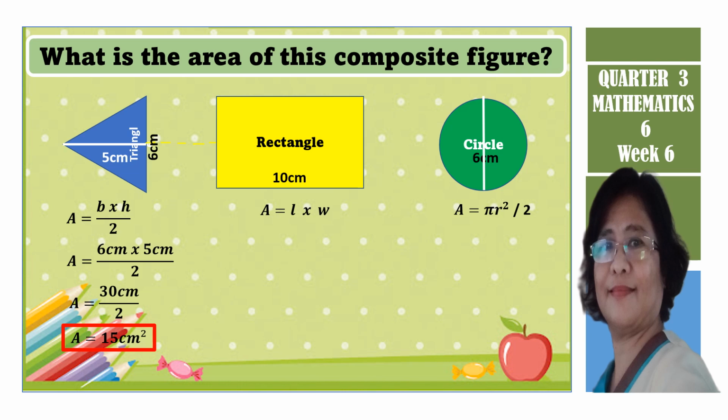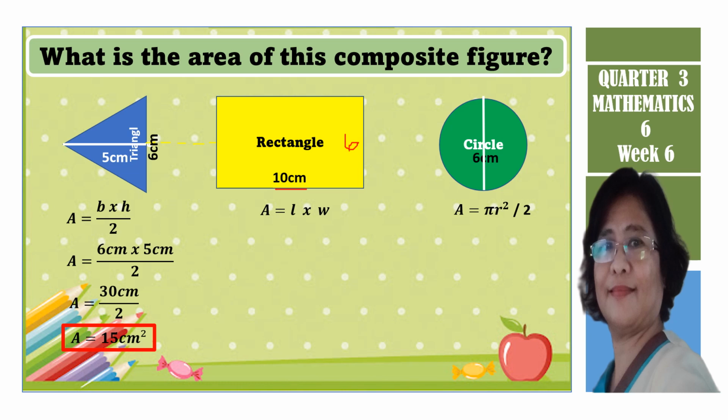Now, let us go to the area of the rectangle. The formula used in finding the area of the rectangle is area is equals to length times the width. Look at the figure. The length is equals to 10 cm. But our problem here, we cannot see the width. Since the triangle is attached here together with the circle, and we have the diameter here for the circle is 6 cm, this would be also 6 cm.